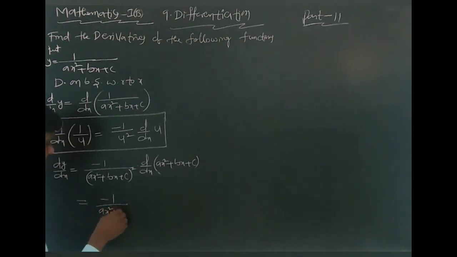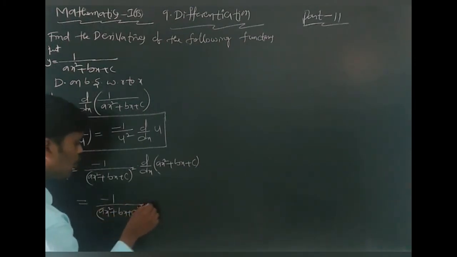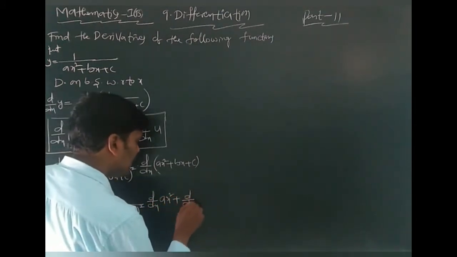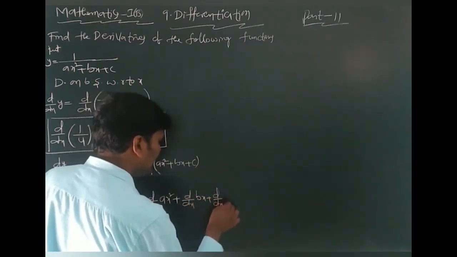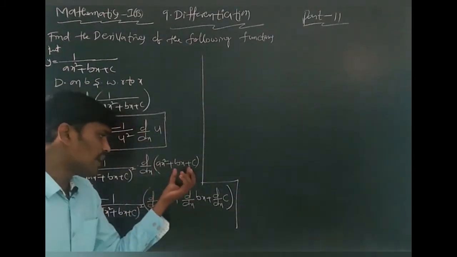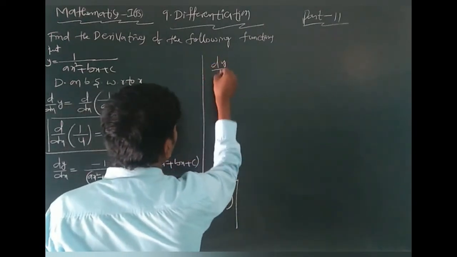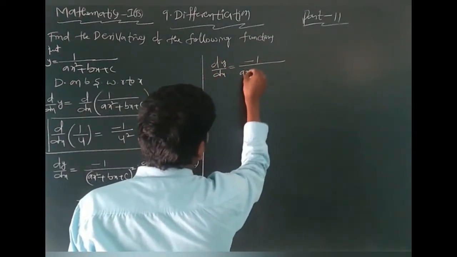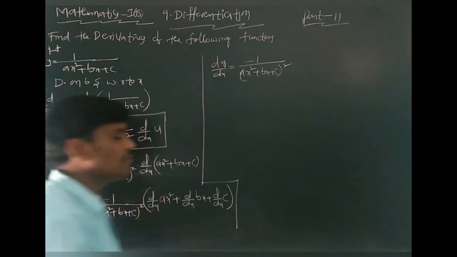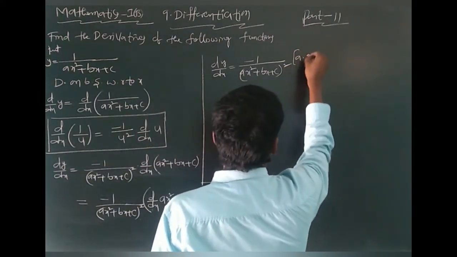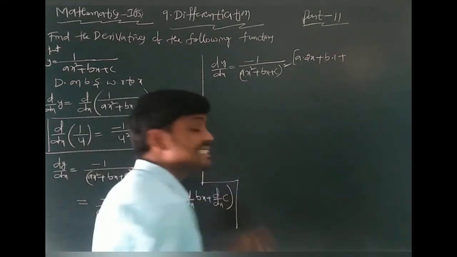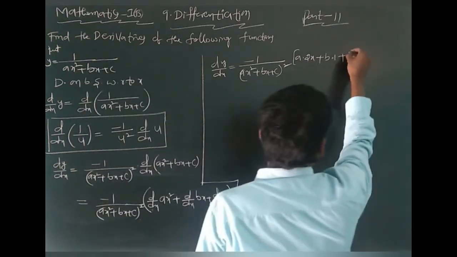Minus 1 by (ax square plus bx plus c) whole square into d by dx of ax square plus d by dx of bx plus d by dx of c. This is the step after that. Here, separate the derivative and you get dy by dx is equal to minus 1 by (ax square plus bx plus c) all square into, here, separated derivative: a common, the derivative of x square is 2x, plus b common, the derivative of x is 1, plus c, nothing but a constant, whose derivative is 0.